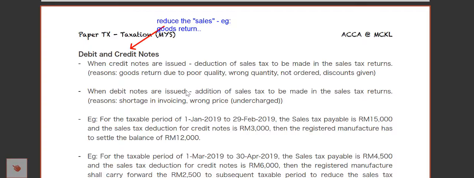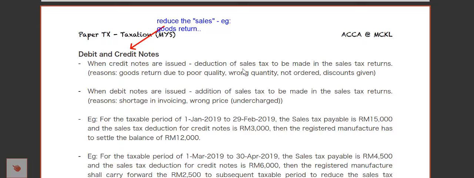So I give you some reasons why credit notes and debit notes are issued. You issue credit notes, for example, when goods are returned because of poor quality, wrong quantity, or goods that they have not ordered. Debit notes could be, for example, when there's a shortage in the invoice, you charge a wrong price, or you undercharge your customers. When you account for sales tax, it is on an accrual basis.